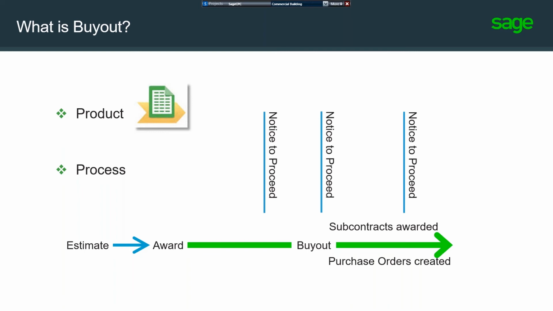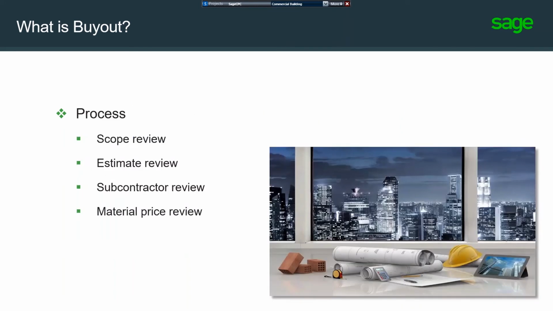And so, obviously, the sooner the better. But it can happen at any point before or after the notice to proceed. So we're going to help with that process. Generally, the buyout process is scope review, making sure that everybody's coordinated and their scopes are all complete with no holes or double coverage.